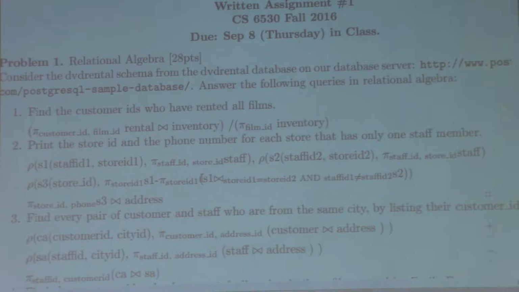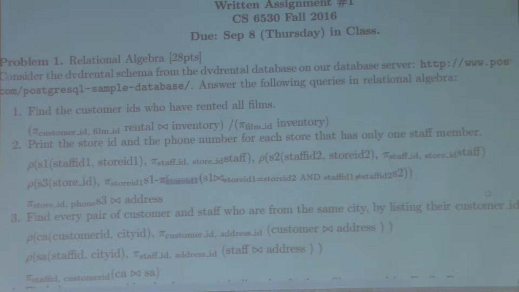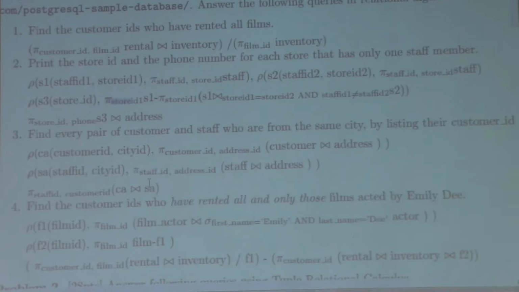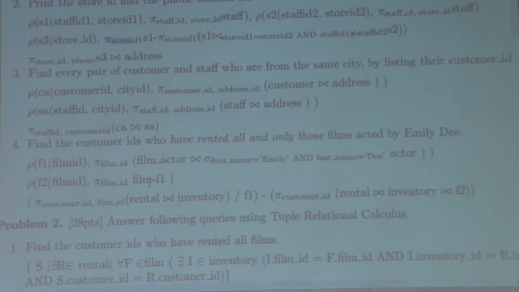Those are the store IDs who have more than 1 staff members. How many staff members they have, I don't know, but I know for sure they have more than 1 staff members. Then I use all the store IDs minus those stores who have more than 1 staff member, and I get stores with only 1 staff member. Okay? So that's this. The rest, problem 3 is easy, I will skip.